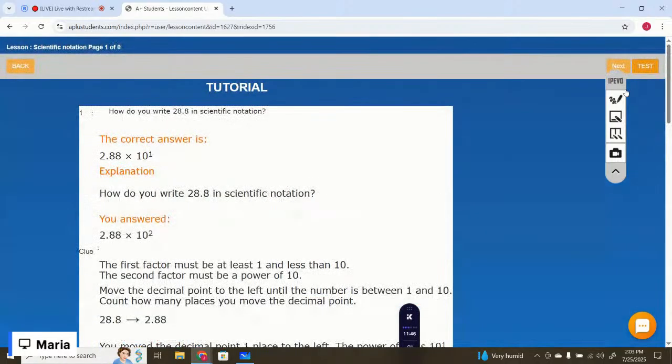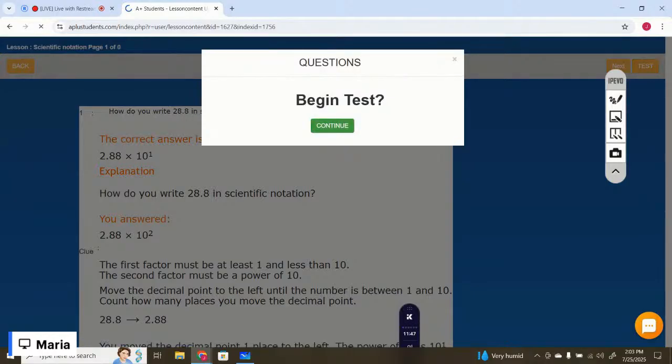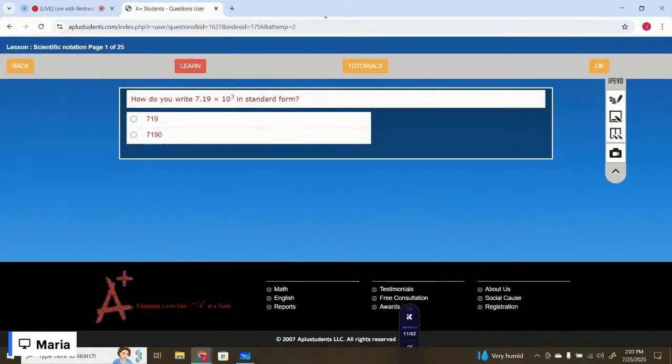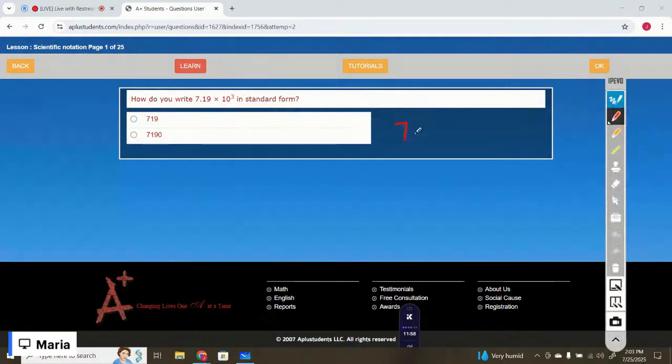Let's just start with the test questions. How do you write 7.19 times 10 exponent 3 in standard form? When we write the number with the 10 exponent, that is the way to scientific notation, right? Now we have to go back from scientific notation to standard form. 10 exponent 3 means that you need to move the decimal point 3 places right. 1, 9, 1, 2 decimal places. Add a third zero, third place, and move the decimal point to the right.